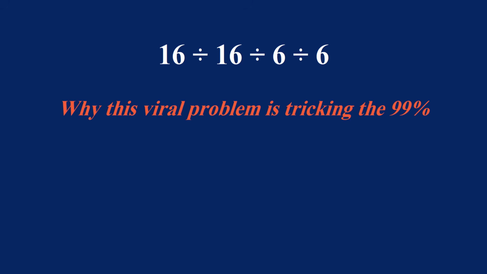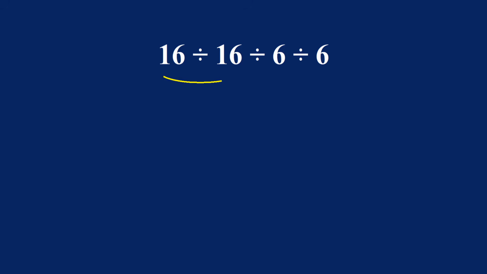In this moment clip, 16 divided by 16, which equals 1, and 6 divided by 6 equals 1. Now we have this problem, 1 divided by 1, which equals 1. But this answer is not correct because according to the order of operations, we must do this division, then this division, and at last this division.